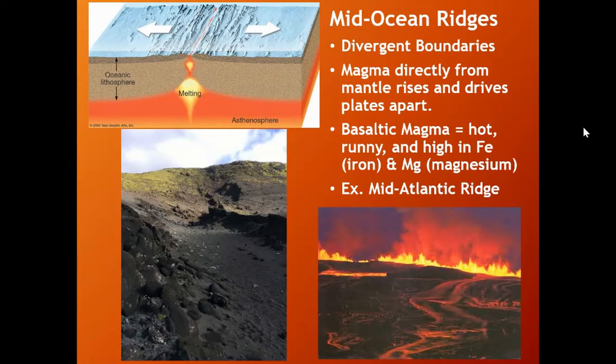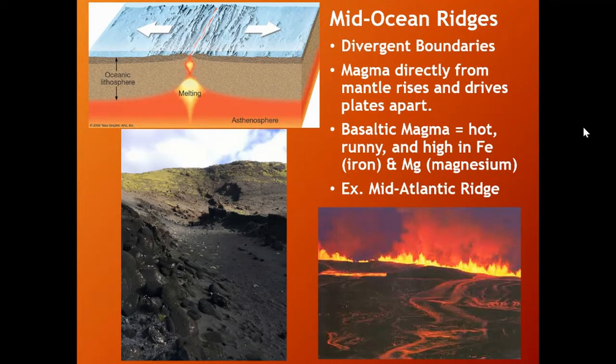We can't forget mid-ocean ridges. Formed at divergent boundaries, mid-ocean ridge volcanoes are probably the most abundant on the Earth's surface. Even though we have that big Pacific Ring of Fire and there's lots of explosive volcanoes there, these non-explosive volcanoes that occur at divergent boundaries are probably more active and more numerous on the Earth's surface. In fact, they are.